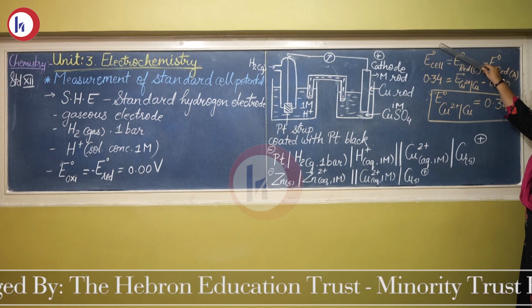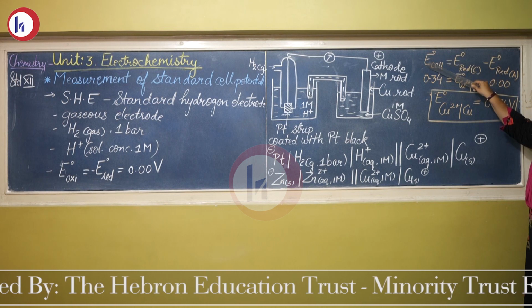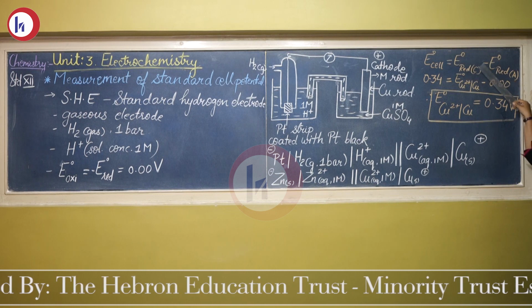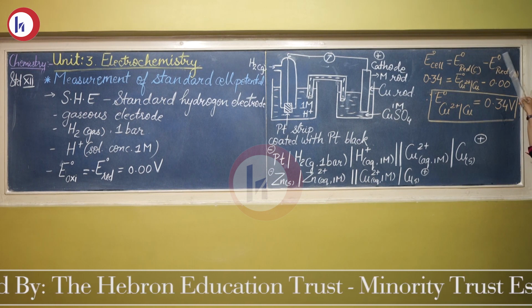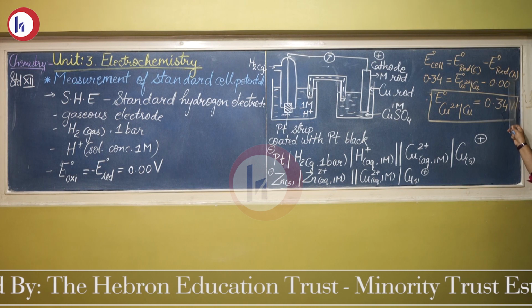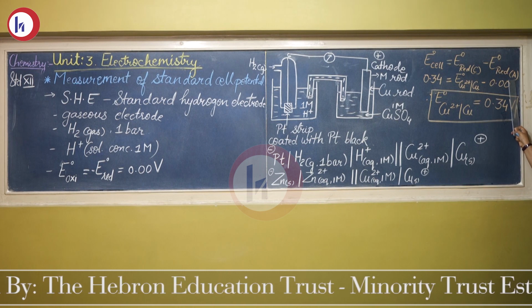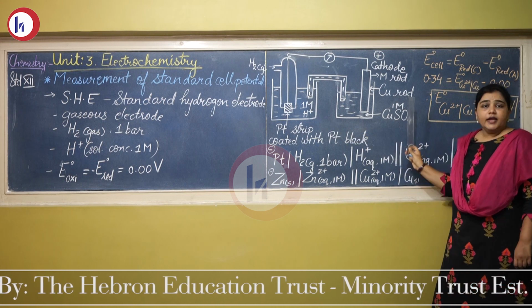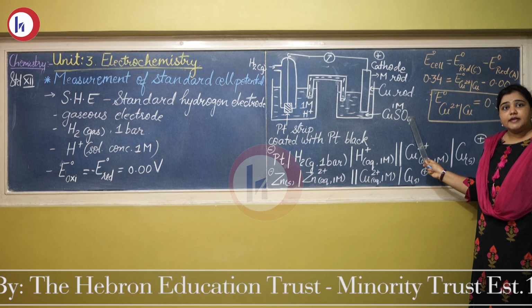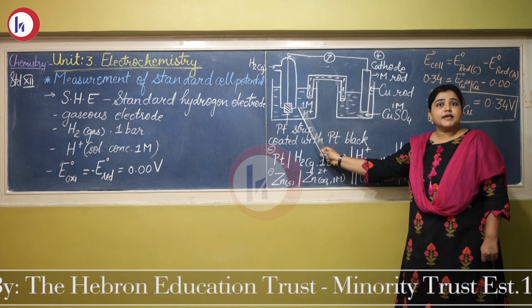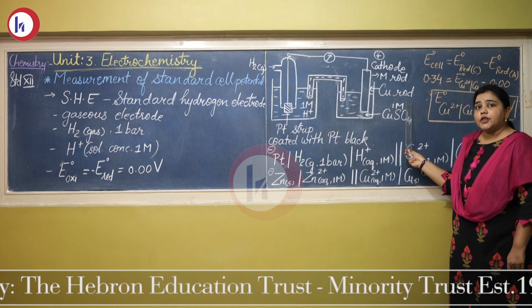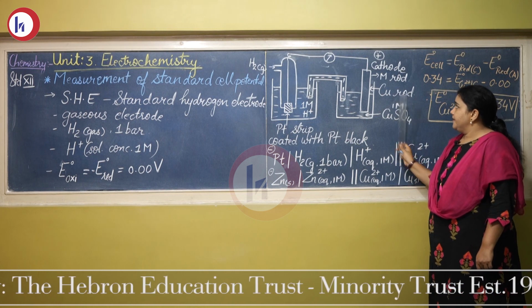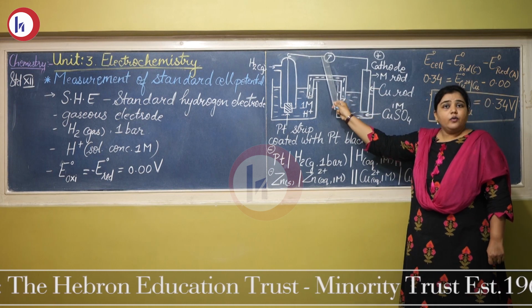Once again I am repeating, standard cell potential is equal to standard reduction potential at cathode minus standard reduction potential at anode. Now we have already said that here, if you can look in the diagram, this consists of an electrochemical cell in which the anode half cell is a SHE electrode and the cathode half cell is a copper half cell. In this, both are connected via a voltmeter.